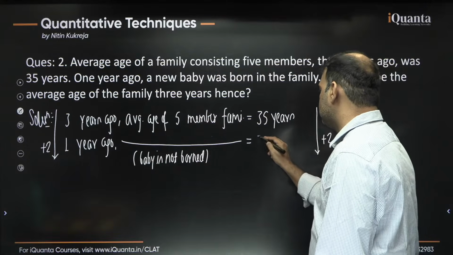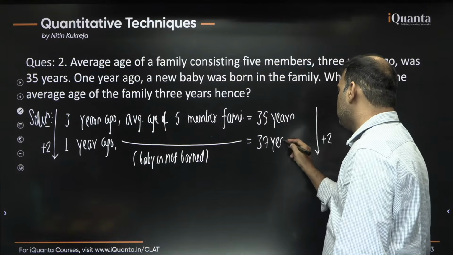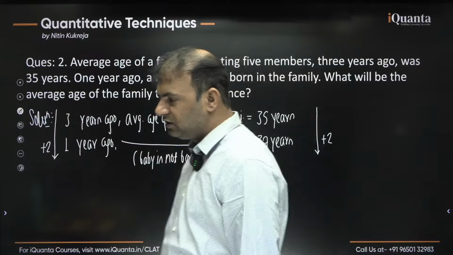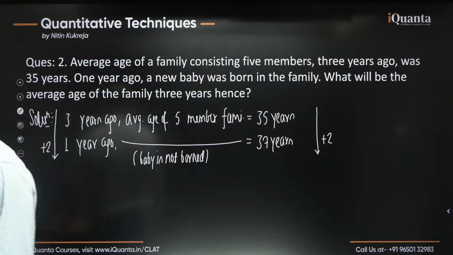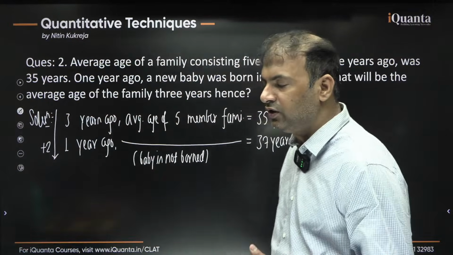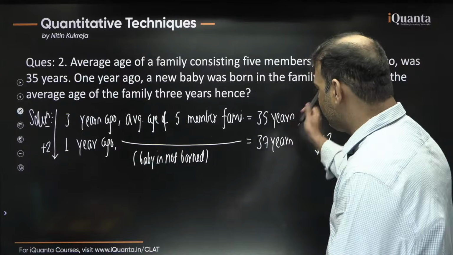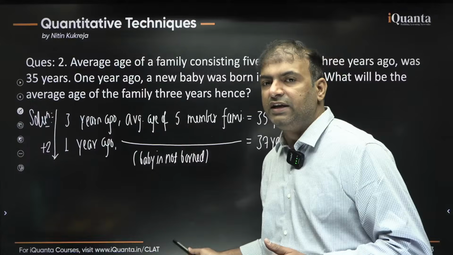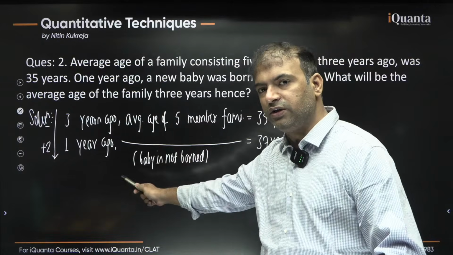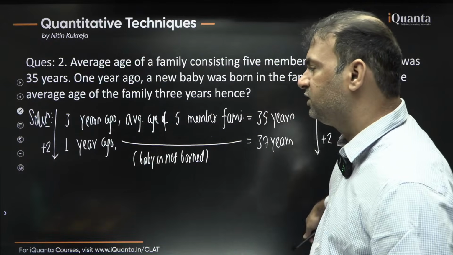That means it should be 37 years. Is it everyone or not? The average is increasing by 2 years as well, right? Because at this point of time, the members are not changing. No new member has come. So the concept of the average changing will be working here. The time is changing by 2 years, so the average will also increase by 2.